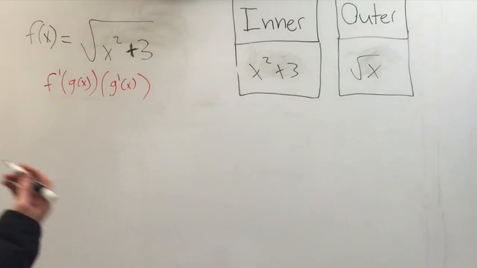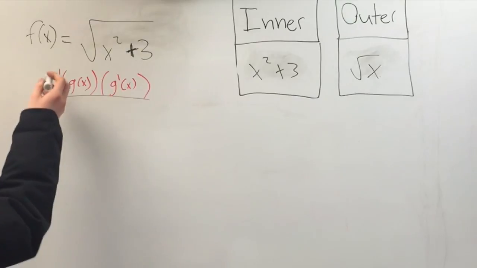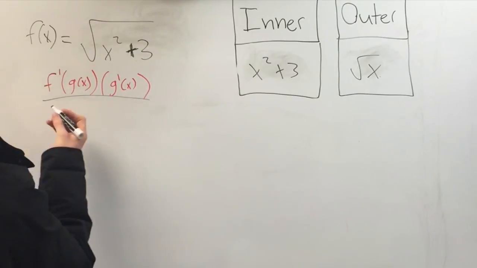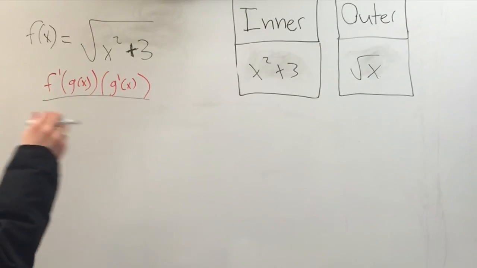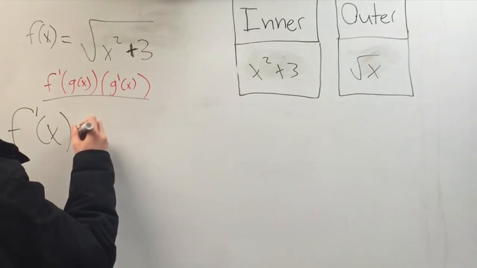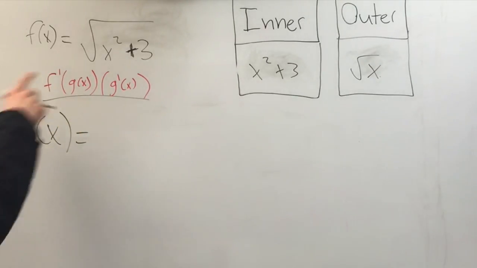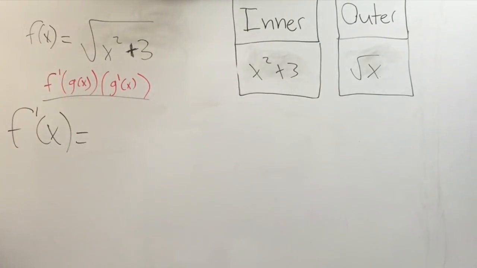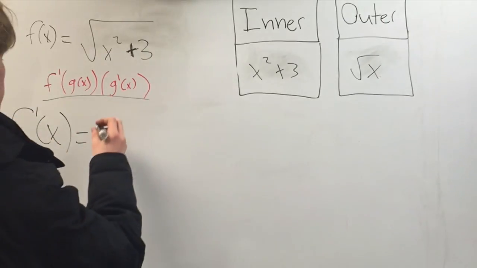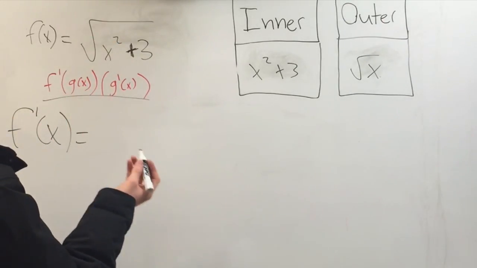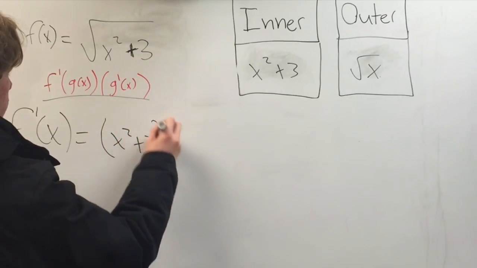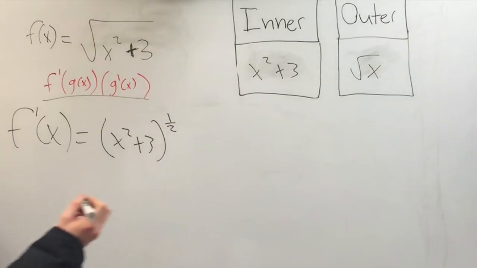Now, once again, to find the derivative, we're going to use this rule, f prime of g of x times g prime of x. So f prime of x equals, for the first step, we're going to rewrite this into a form with exponents so it's more clear, easier to do. So we could rewrite square root of x squared plus 3 as parentheses x squared plus 3 to the 1 over 2.